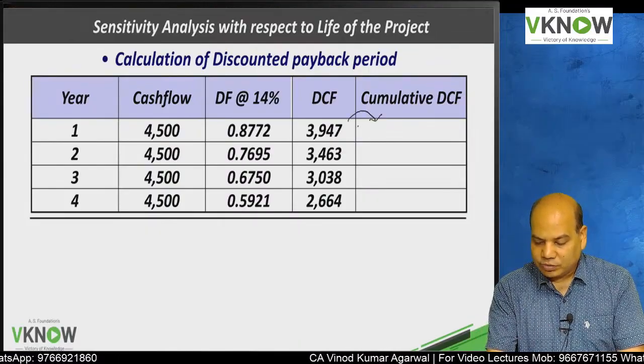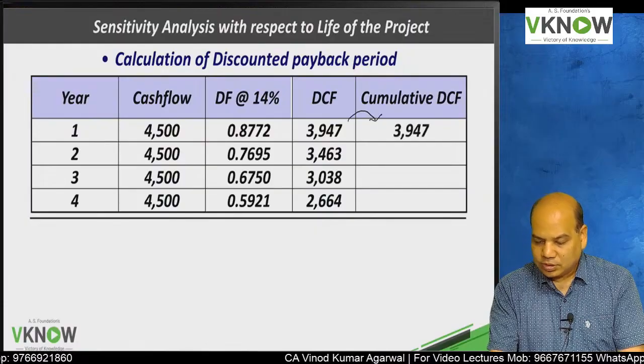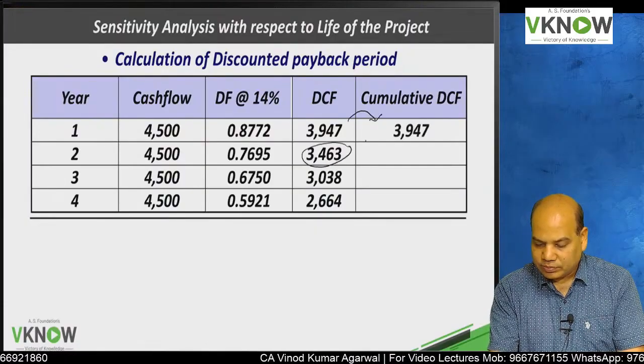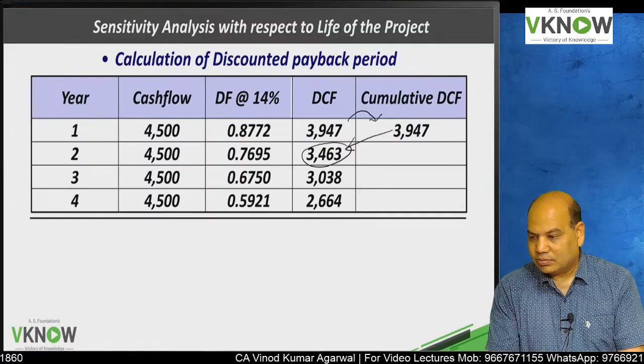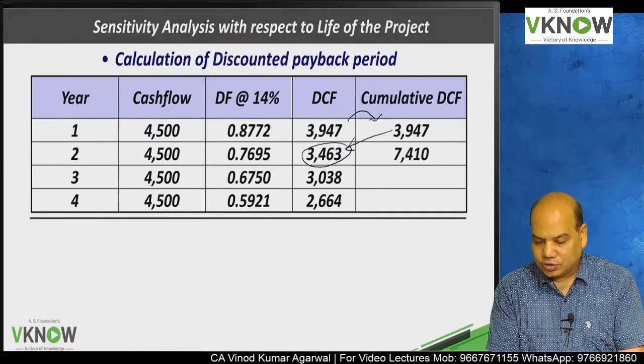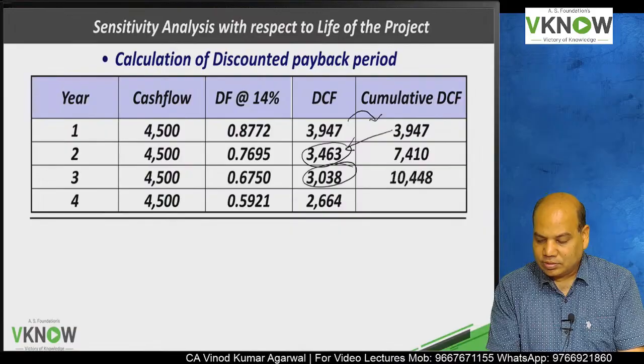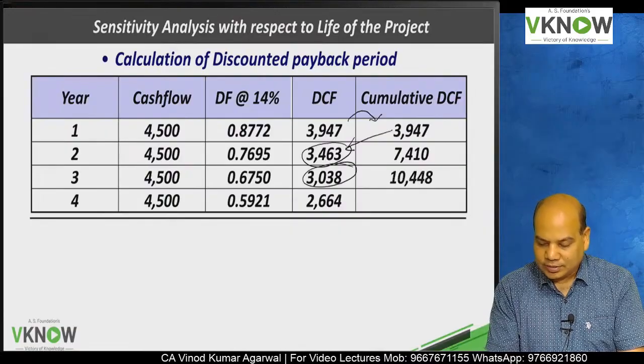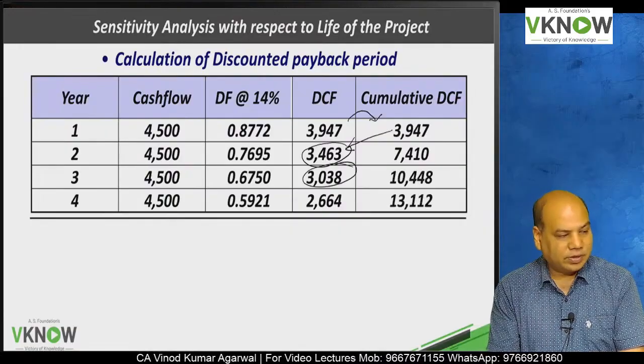Cumulative DCF: 3947 plus this number, add these two numbers, 7410, add this number, 10,448, add this number, 13,112.